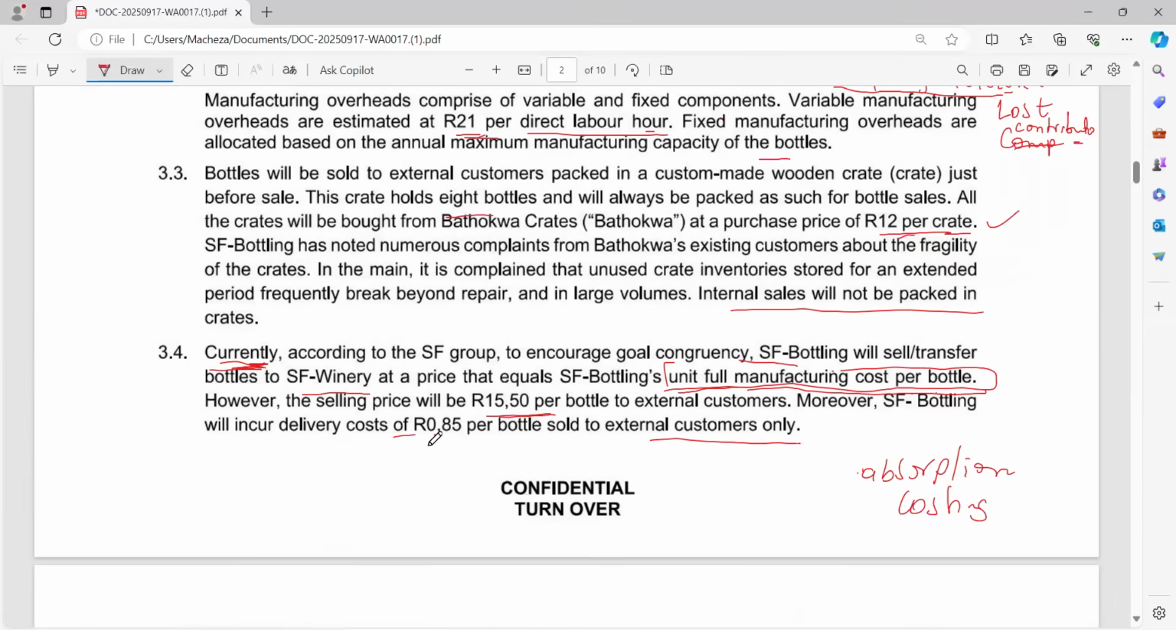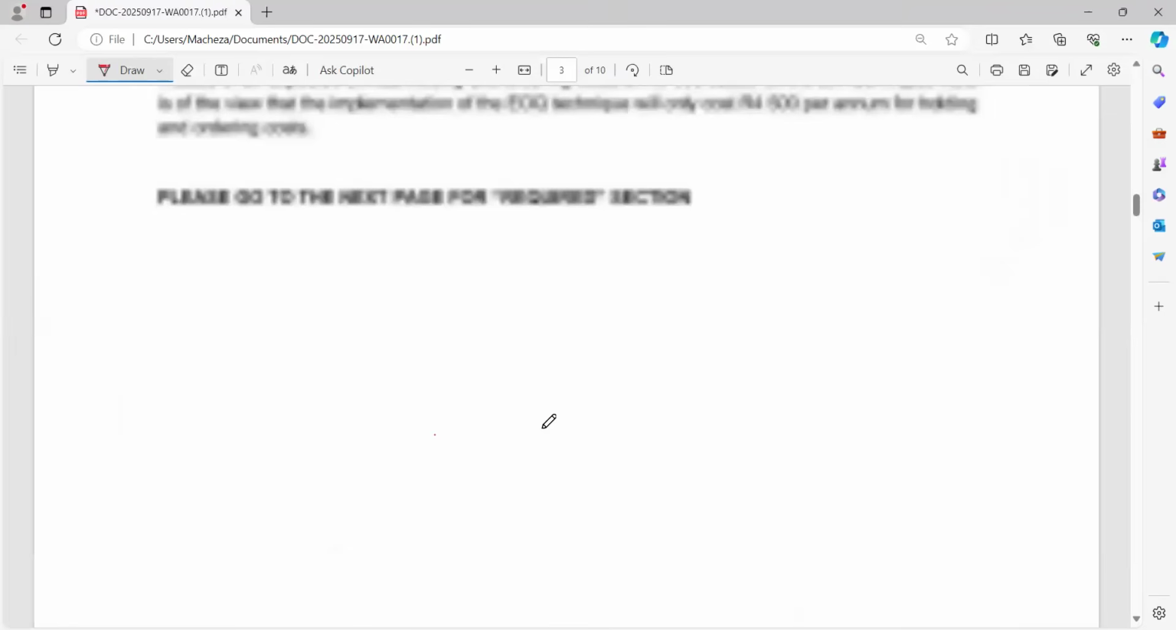The delivery cost: if we sell to the external market, what else are we going to meet as a cost? And the cost of the crate is also going to be part of the external market cost. So you are going to add on our variable cost, you are going to add the crate, we are going to add the delivery cost, then we are going to add this is the price. And so that's how we determine your lost contribution.